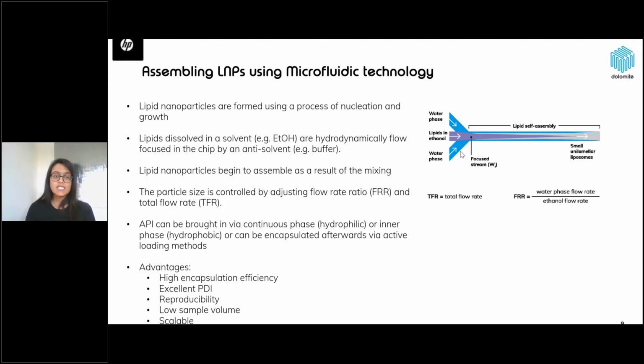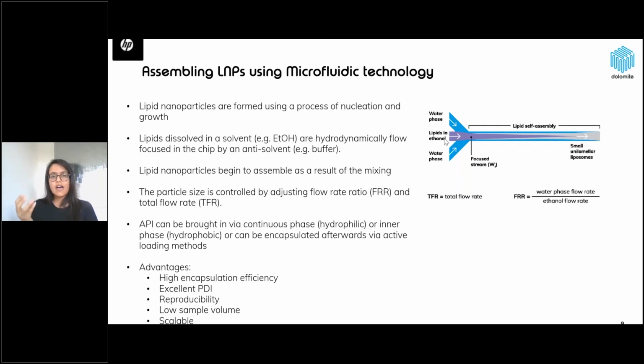The particle size itself can be controlled very easily by adjusting either the flow rate ratio or the total flow rate. When we talk about flow rate ratio, that means the ratio of the flow rates at which the water phase and the lipid in ethanol organic phase are flowing. If they're both flowing at a 1-to-1 ratio, they could be producing a certain lipid nanoparticle size, let's say 50 nanometers. And as soon as you increase the water phase to 2 to 1, you could increase it further to, let's say, 70 nanometers.